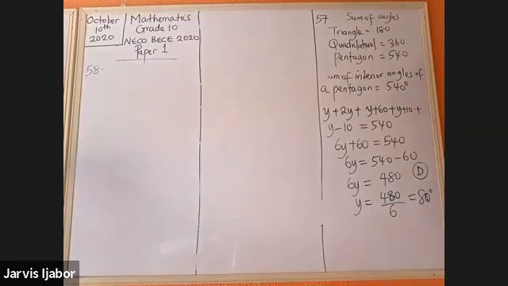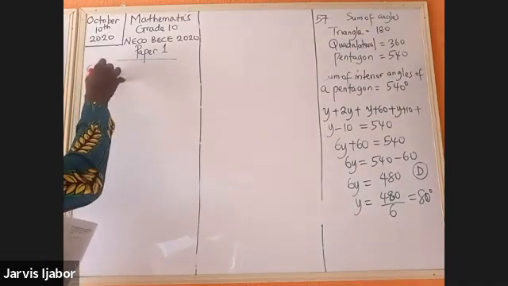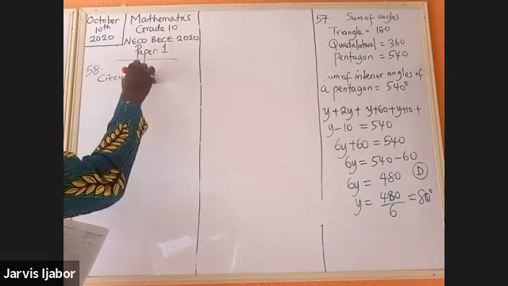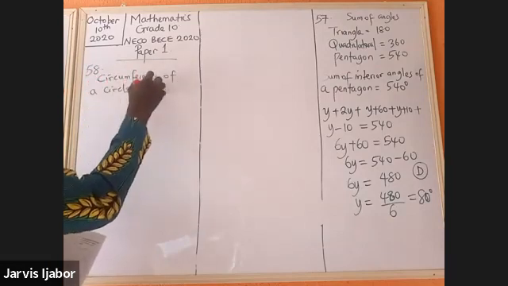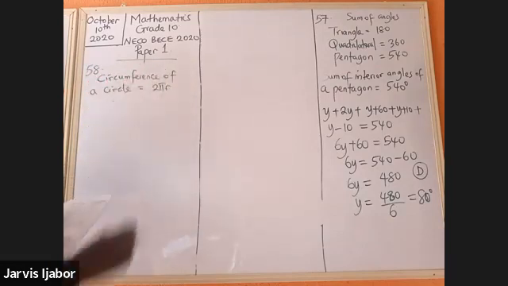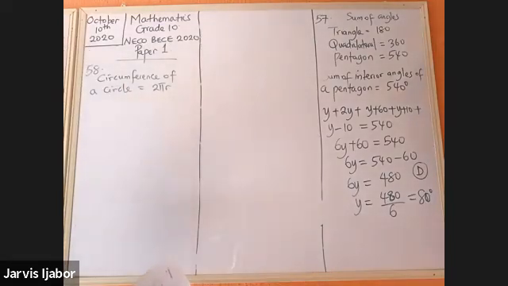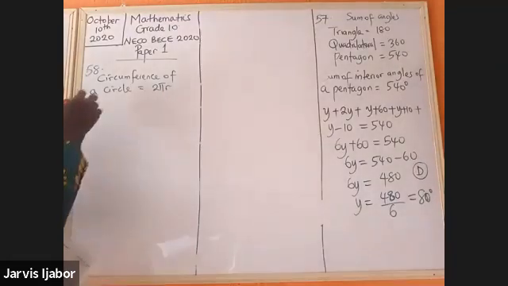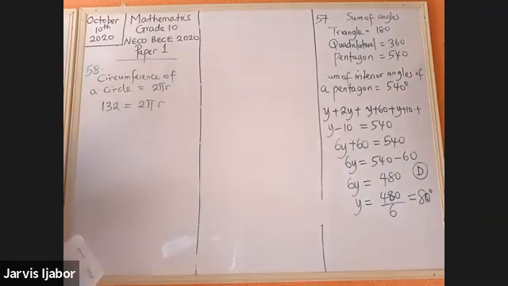So question 58. Find the radius of a circle if its circumference is 132. Now, we're told to find the radius. Now, remember that the circumference of a circle is equal to 2 pi r. So we're told the circumference is 132 centimeters. So what that means is that 132 will be equal to 2 pi r.